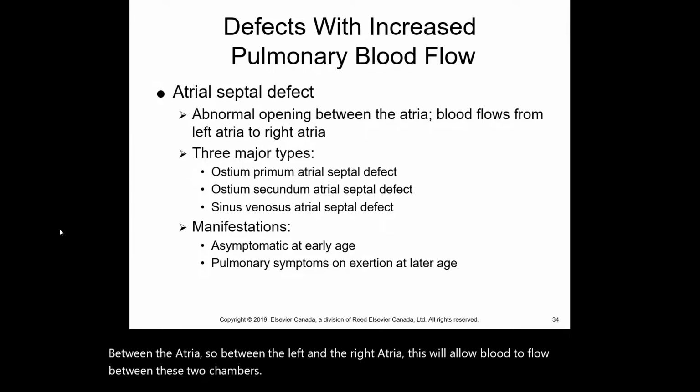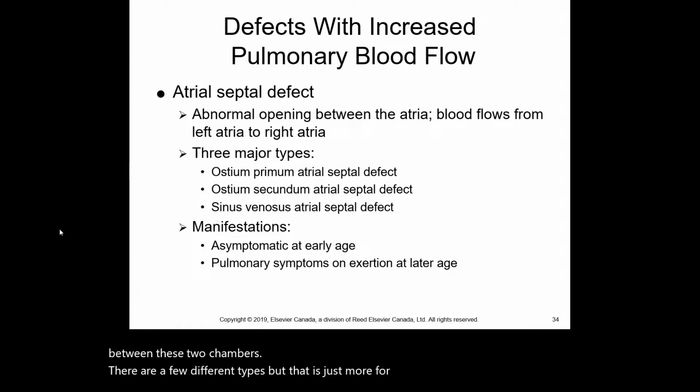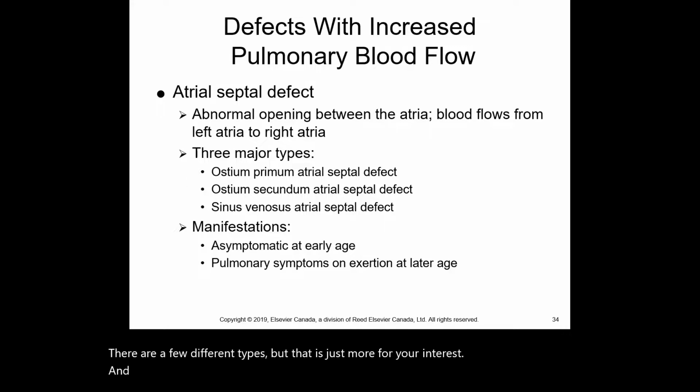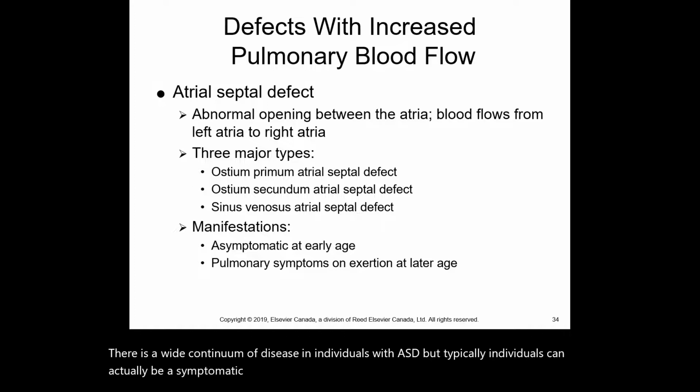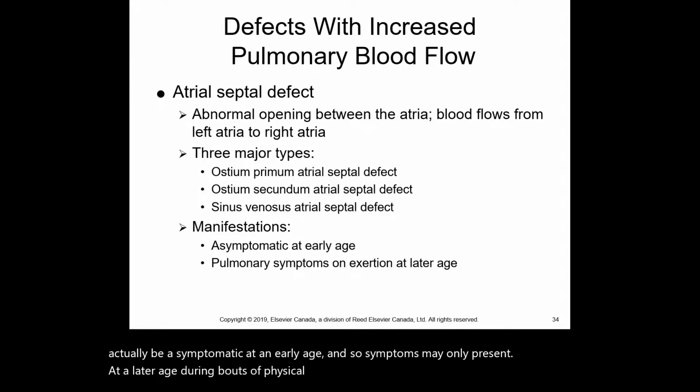Now, there are a few different types, but that is just more for your interest. More importantly, it is important to realize that there is a wide continuum of disease in individuals with ASD, but typically individuals can actually be asymptomatic at an early age. And so symptoms may only present at a later age during bouts of physical exertion or exercise.